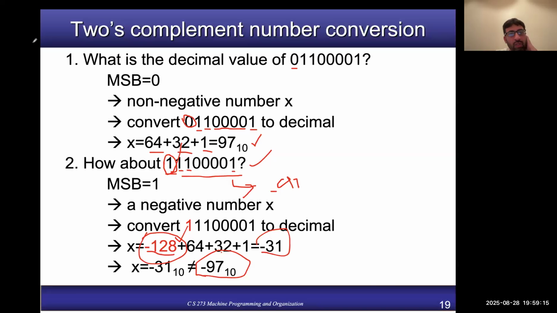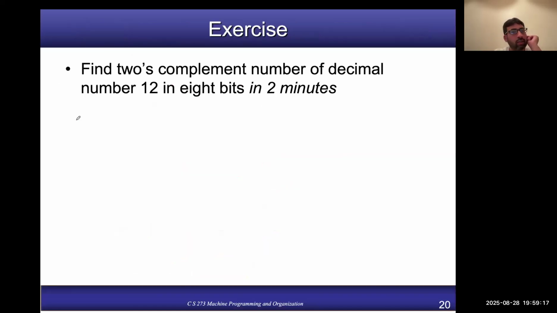Okay. So here is an exercise for you. You have 2 minutes to do it. Find the 2's complement number of decimal number 12 in 8 bits in 2 minutes. So find the 2's complement of decimal number 12.